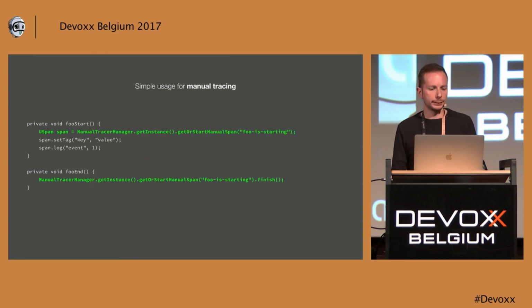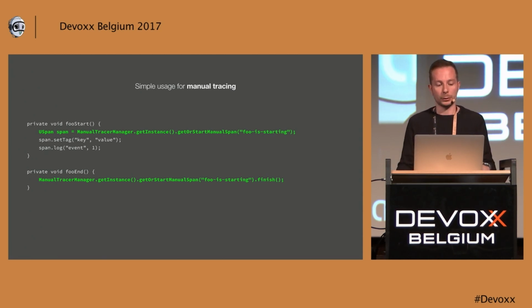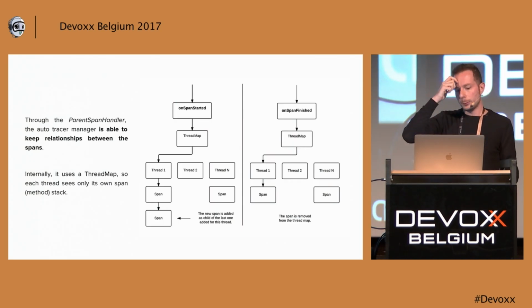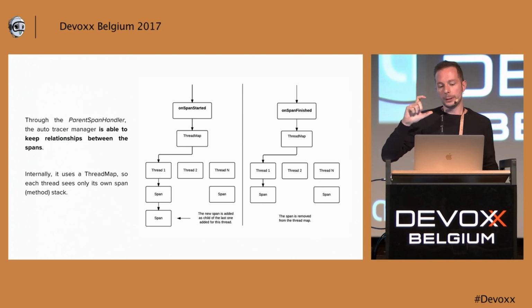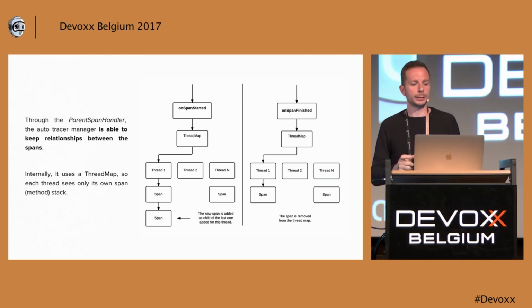The manual tracing instead requires the developers to actually put these markers in the code, and then they are also able to set tags or log some events. And it's pretty much as it's shown in this slide. As I was saying, we also have a trace of the concept of which functions are executed as parent and which functions are the children.